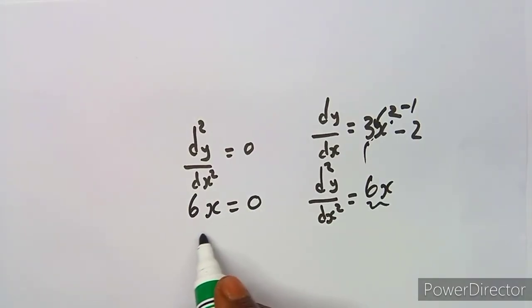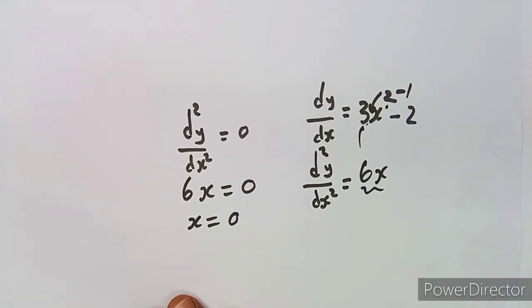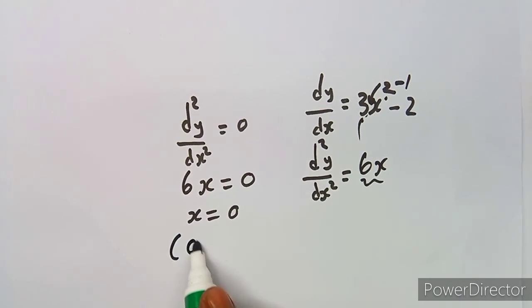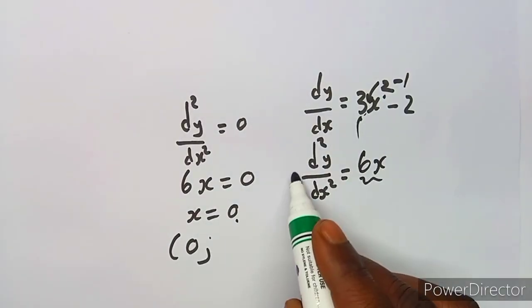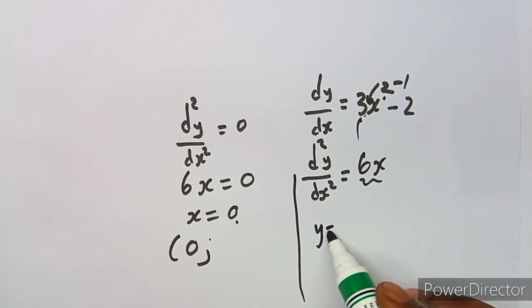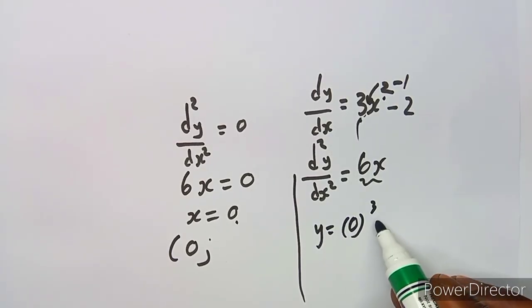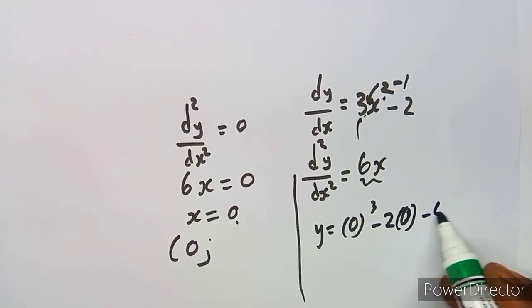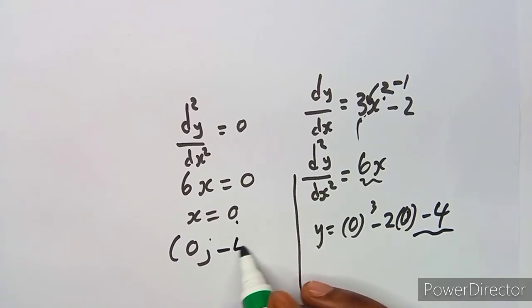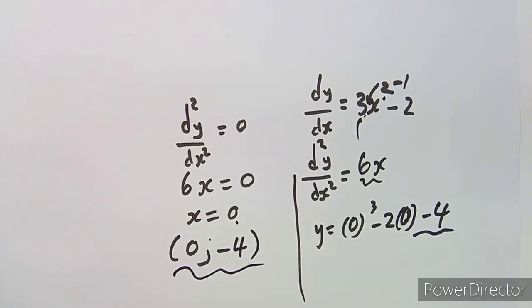So divide by 6 on both sides. x is going to give us a 0 there. Remember, it's a point where I have to find the value of x, which is 0 there. Then I substitute this back into the normal function, x cubed as it is. So when x is equal to 0, it's going to be 0 to the exponent of 3 minus 2 into 0 minus 4. From your calculator you are going to obtain -4.